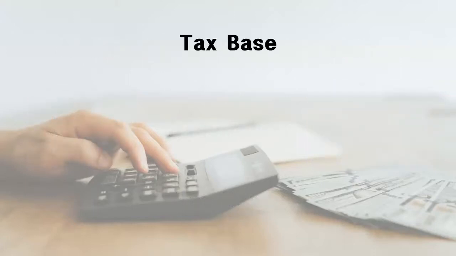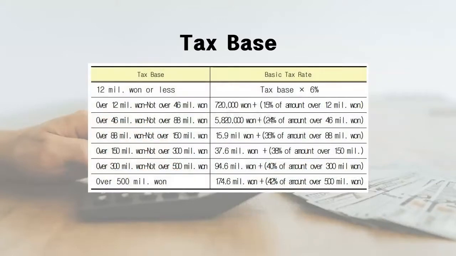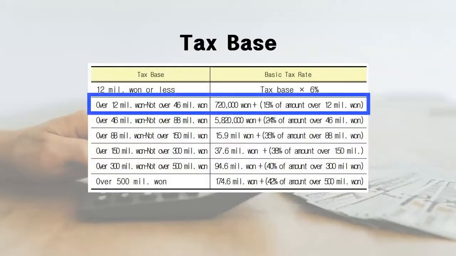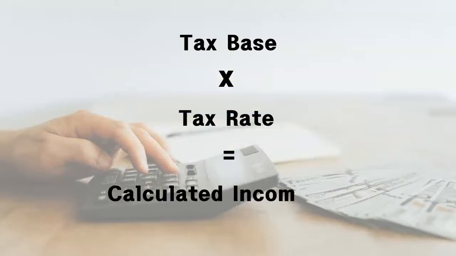Your tax base is then multiplied by the tax rate, which is based on a progressive scale and subject to yearly change. For example, for the 2020 tax year, an individual whose tax base is between 12 million and 46 million won will have a tax rate of 720,000 won plus 15% of the amount over 12 million won. From this, we get your calculated income tax.